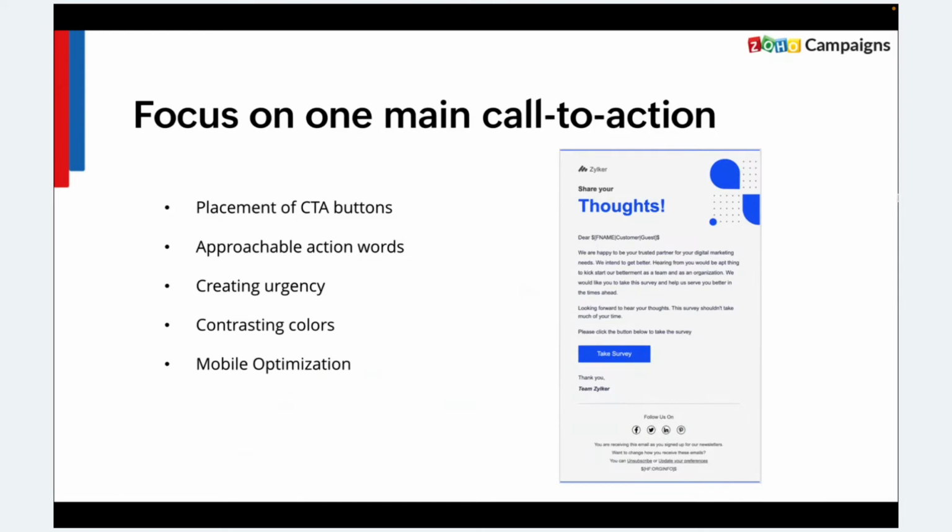And then contrasting colors should be added. So for example, if you're giving a plain background for your email campaign, then the CTA button should have a contrasting color, and the text also should be visible. So make sure that you're doing that.